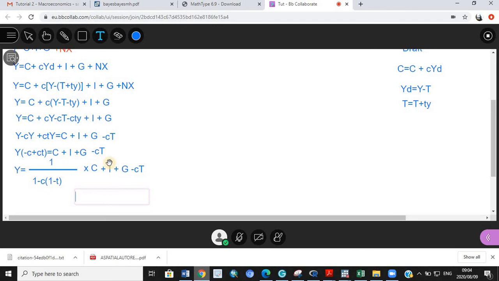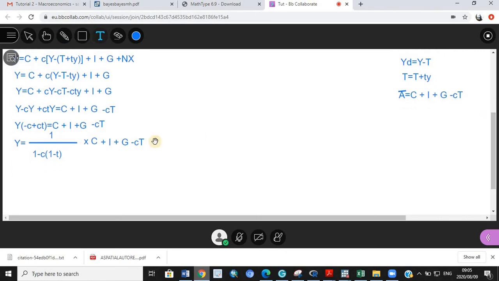But just to reorganize it, we can assume that all of this expression is autonomous expenditure. So we can say A is autonomous expenditure. It's going to be C plus I plus G minus CT. Very good. This is autonomous. Just to show that this is autonomous. So here we can reorganize this equation.